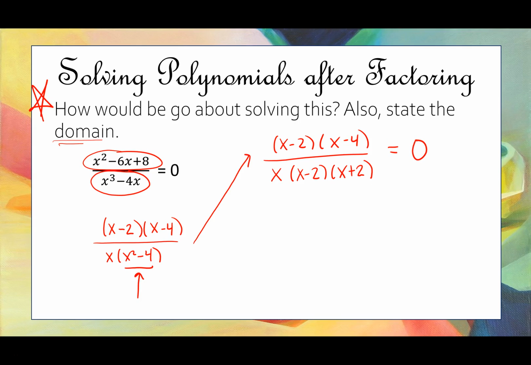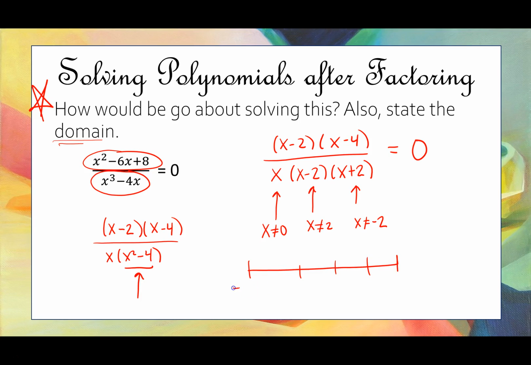So what is our domain? Well, remember, our domain is about what we can and can't have for x's. In this case, we cannot have a 0 in the denominator. Here we can't have x equal to 0. Here I cannot have x equal to 2. Here I cannot have x equal to negative 2. So if I go ahead and draw this on a number line here, I have from negative infinity to infinity, and then I've got negative 2, 0, and 2.